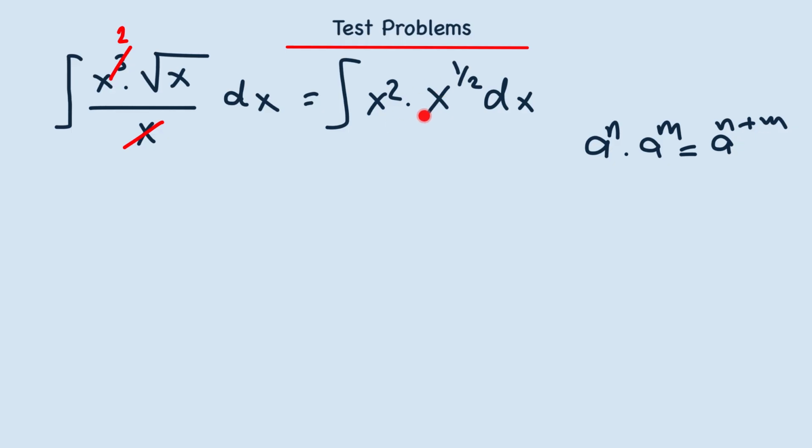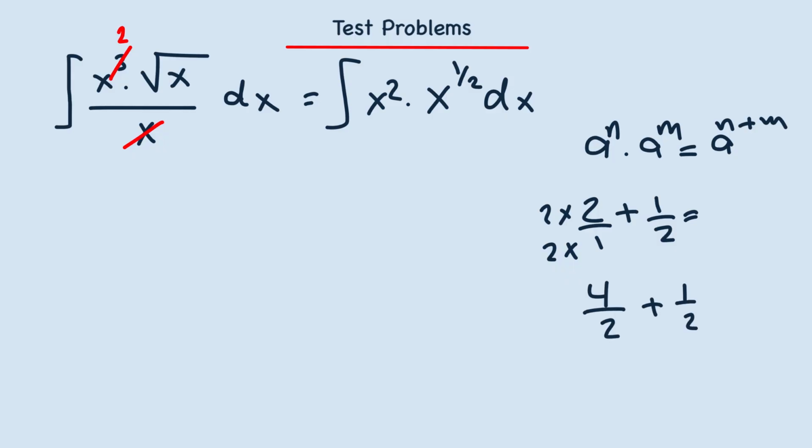So the answer will be a to the power n plus m. The same is happening here. We have to add 2 with 1 over 2, so it will be 2 plus 1 over 2. Now to add these, I have to assume that we have a denominator of 1. Then multiply this side by 2, this side by 2. Then I have 4 over 2 plus 1 over 2, which equals 5 over 2. So now the new integral will be integral x to the power 5 over 2 dx.